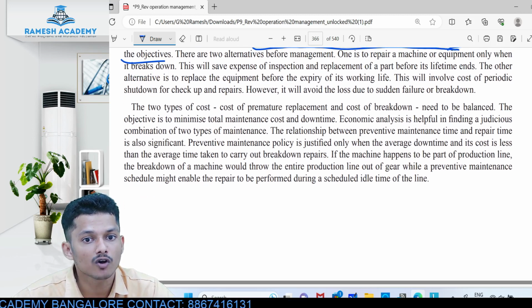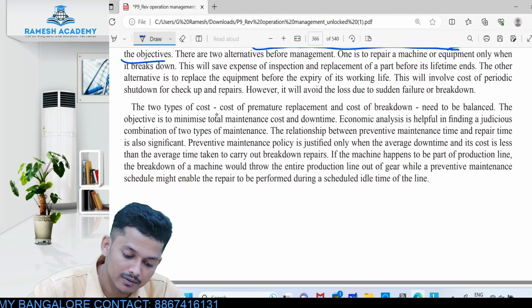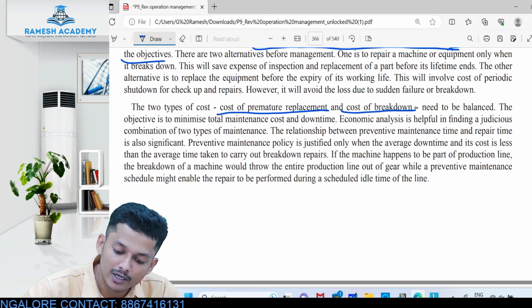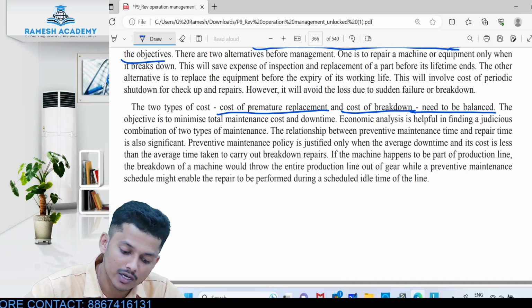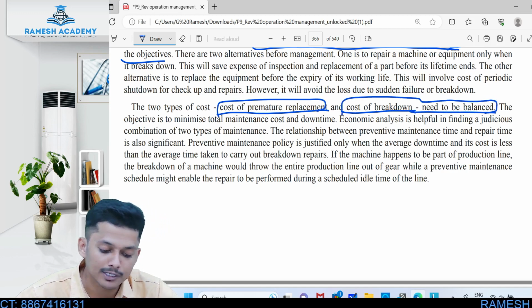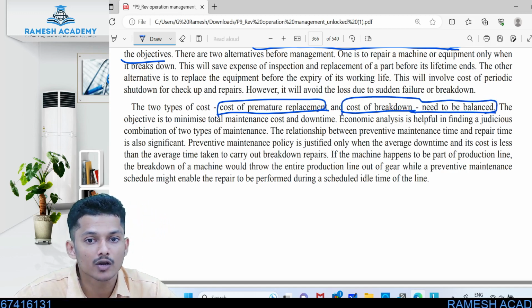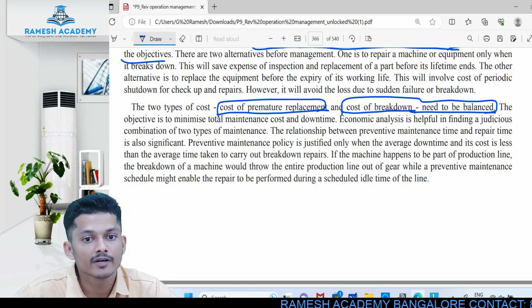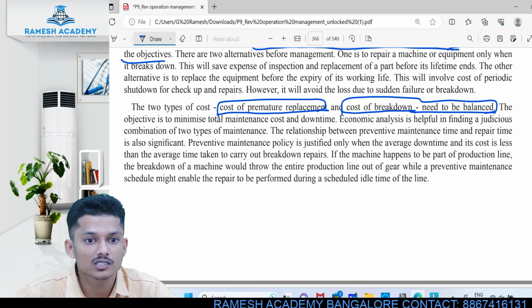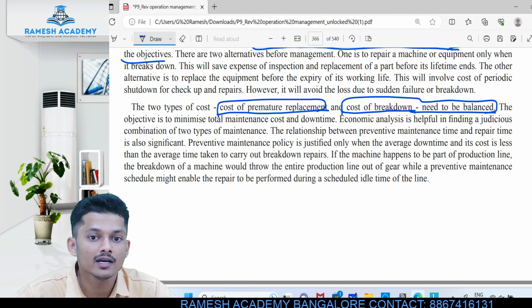The two types of cost, that is the cost of premature replacement and the cost of breakdown, need to be balanced. The objective is to minimize total maintenance cost and downtime. Economic analysis is helpful in finding a judicious combination of the two types of maintenance. The relationship between preventive maintenance time and repair time is also significant. Preventive maintenance policy is justified only when the average downtime and its cost is less than the average time taken to carry out breakdown repairs.